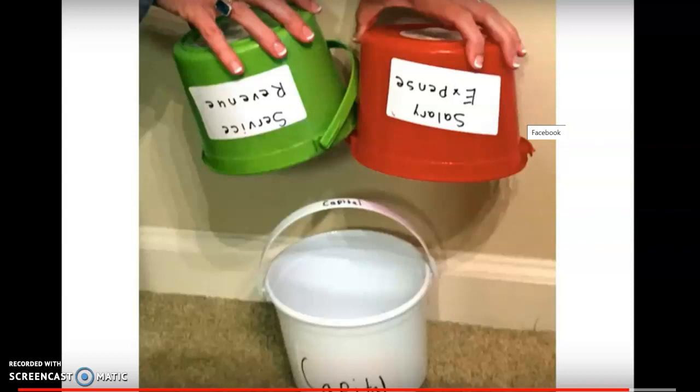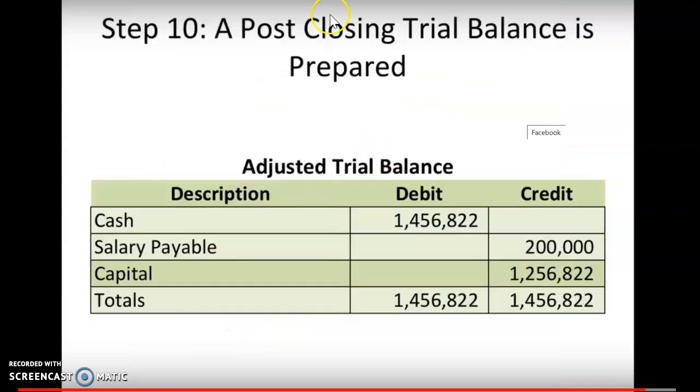Since we've journalized and posted, what do we always do after we journalize and post? We prepare a trial balance, and this is the post-closing trial balance. It's after we've done the closing entries. Notice it only lists the accounts that we don't close, the permanent accounts. Revenues and expenses disappeared because they have a 0 balance. We don't list those. And again, post-closing trial balance, the word post means after, so it's after we close. And that is steps 1 through 10, the accounting cycle.